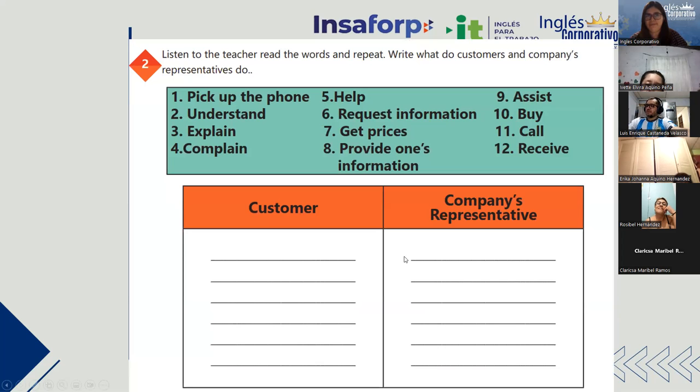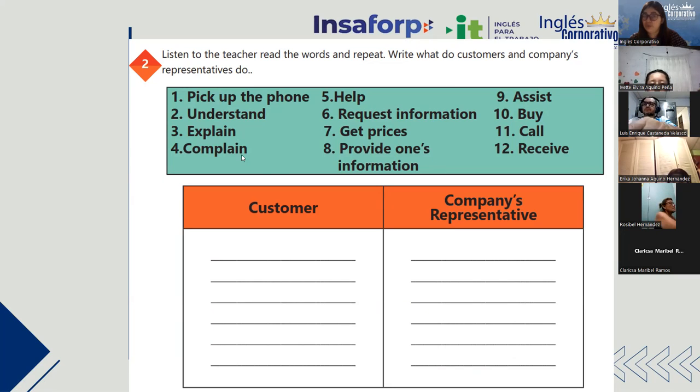Nice. Okay, check. Here, you're going to work writing this information. What do customers and company representatives do, right? Remember, customers do lots of things, and company representatives do a large number of other things. So what you're going to do here is separate the information between the customer and the company's representative.